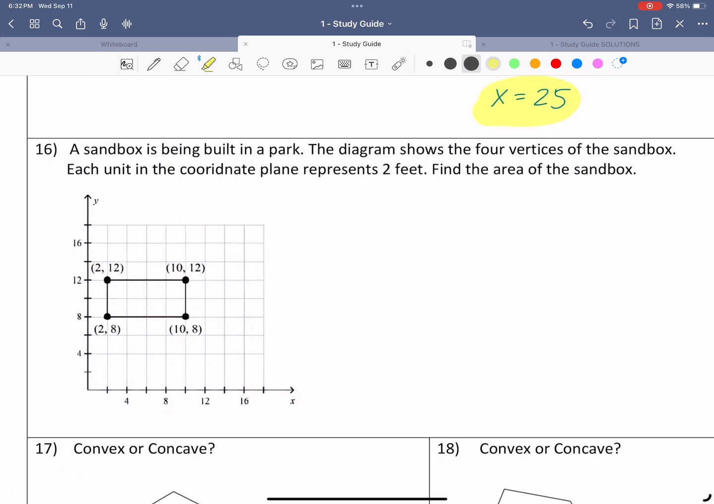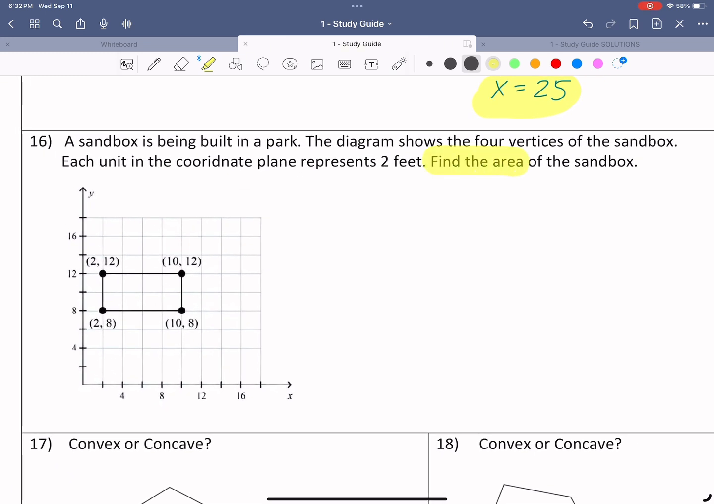Okay, coming down to the end. Find the area of the sandbox. If you're pressed for time, just read what they're asking you to find. Really, everything else is just context clues. They gave us 4 coordinates. This one's already nicely labeled for us.